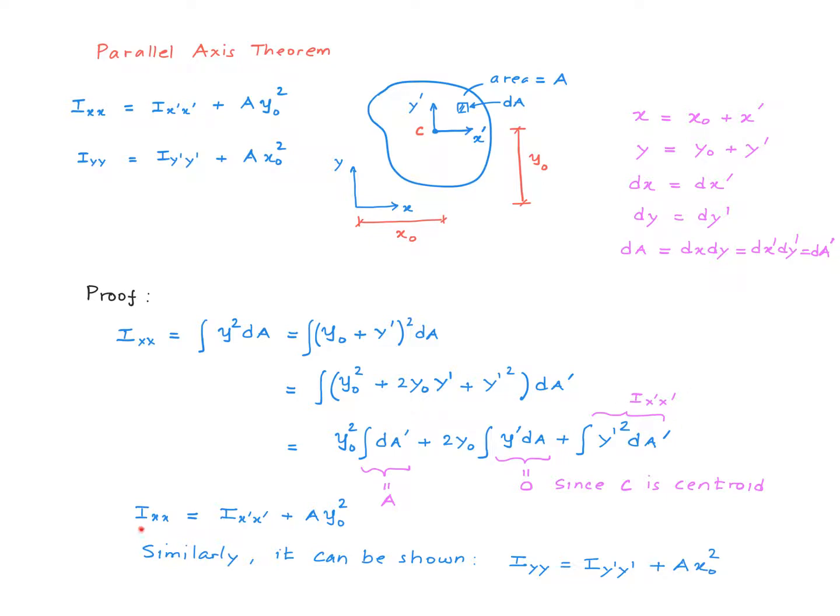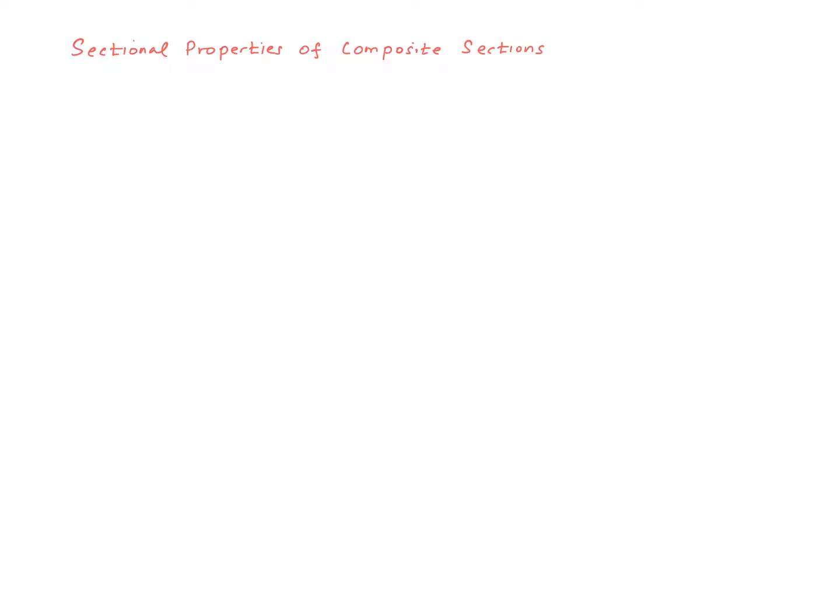So what we have is Ixx equals Ix'x' plus A times y0 squared. So we have proven the first relation. You follow the same approach in proving the second relation. So let's write down an equation that we could use to find the sectional properties for composite sections.